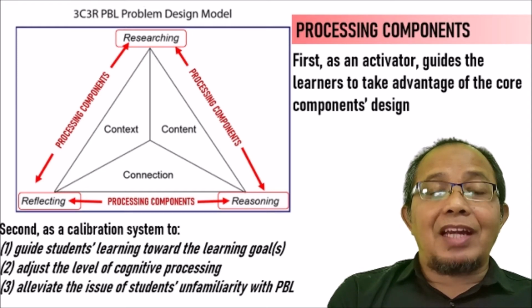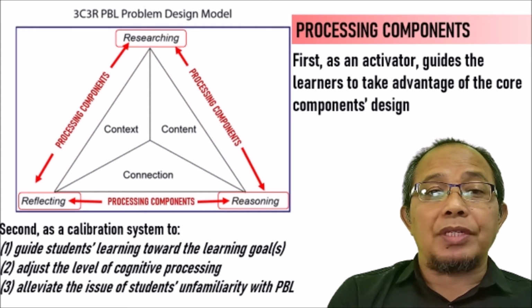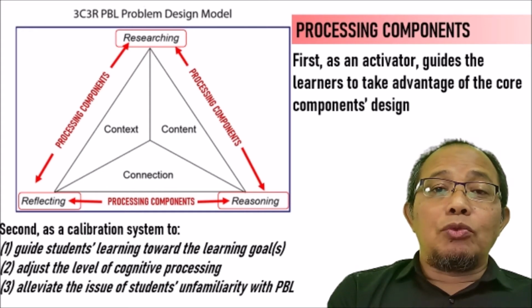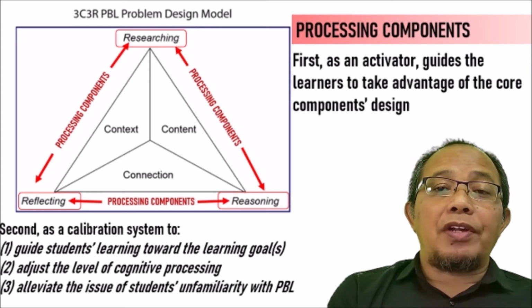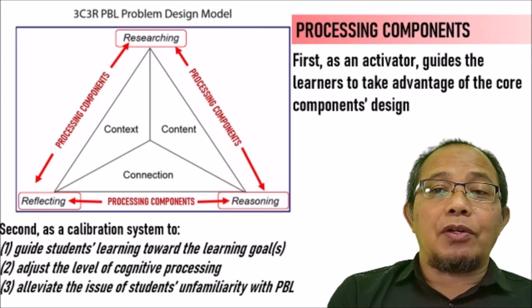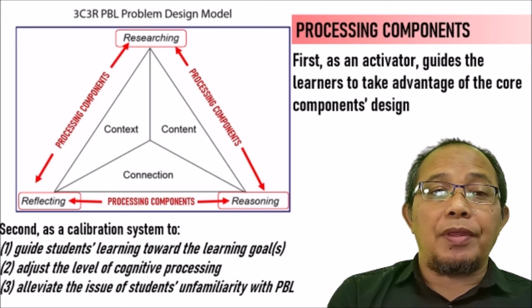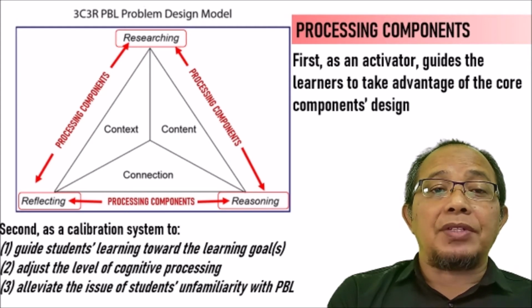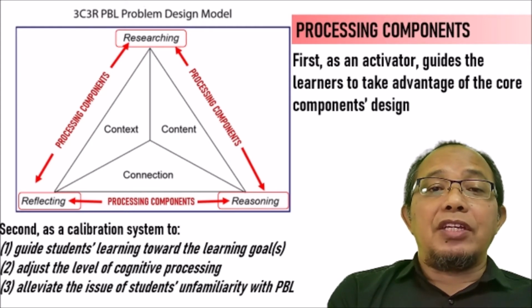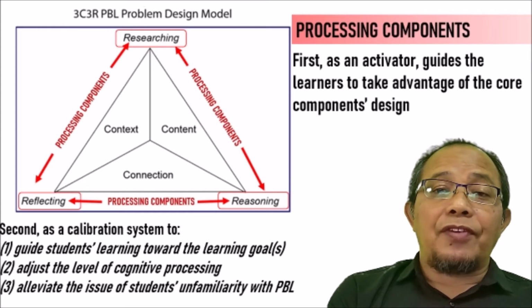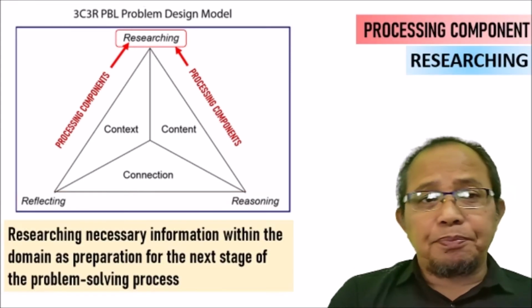Second is a function as a calibration system, which is one, to guide students' learning towards the intended learning goals, two, to adjust the level of cognitive processing required during the course of PBL in accordance with the cognitive readiness of the learners, and three, to alleviate the issue of students' initial unfamiliarity and discomfort with PBL.